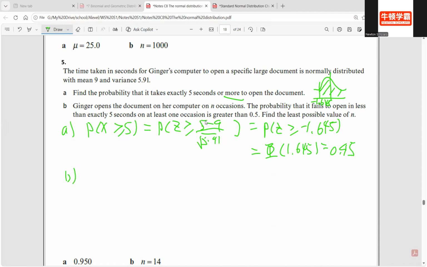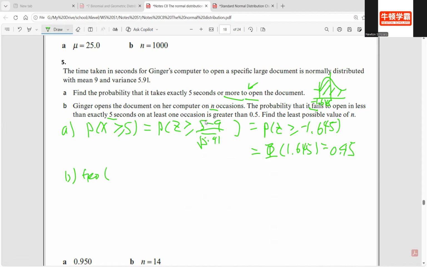For B, most of the students cannot do this one. He said that in n occasion, n, exactly 5 seconds. So he failed. For this one it is open, he succeeds to open. This one failed to open. So for this one, I can set that this is under binomial. No, geometry first. Okay, so this is under geometry.